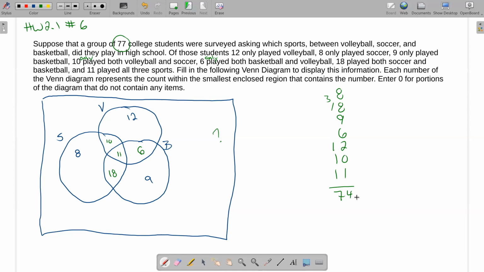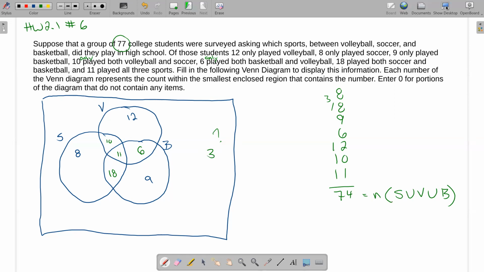So what are those 77? That's interesting. What set did I just describe? I described the number of elements in the students that played soccer or volleyball or basketball. So that would be the union of all three sets, which is 74. 77 total, so that means there must be 3 out here that didn't play any to come up with that. That wasn't too bad.